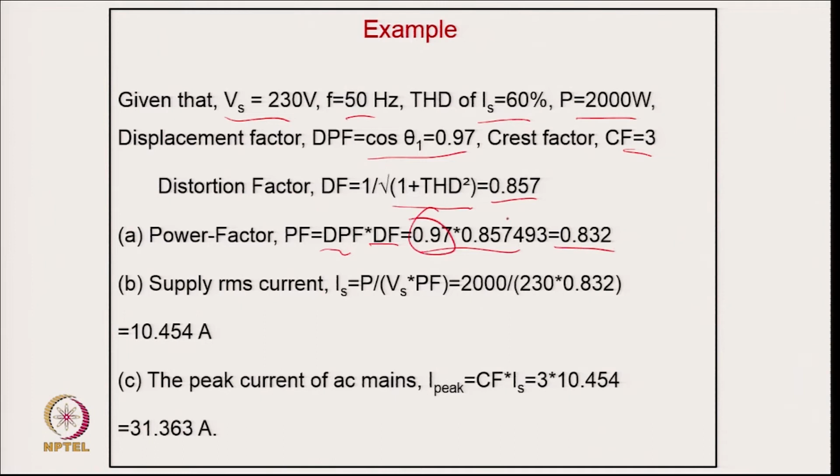So, this is because of reactive power and this is because of the harmonics. So, finally, power factor reduces to this, and now we can find out supply current, that is power, RMS voltage and power factor. So, that is the supply current, 10.45 ampere, and the peak current, that is crest factor into RMS current, comes to 31.363 ampere. So, you can see this much large current. Usually for 2 kilowatt from single phase supply we must not draw typically more than 10 ampere, but it is drawing around 31 ampere peak, because of the peaky current drawn from the supply.